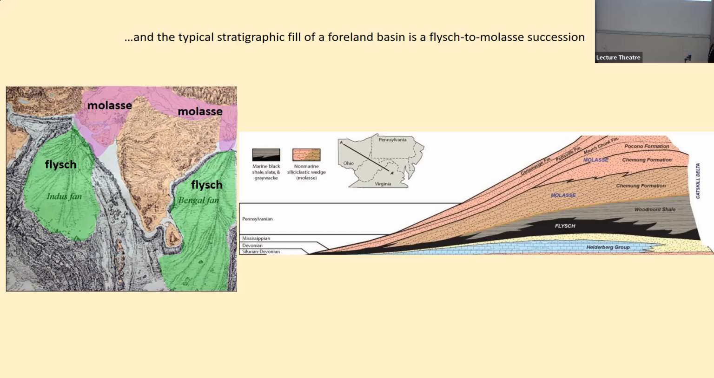I couldn't find a nice cross-section for that, but here is a classic flysch to molasse succession in our neighbor across the pond. This is the Central Appalachian Basin, and this is mid-Paleozoic flysch to molasse. And basically what you would see in every flysch to molasse foreland basin in the world is this transition from deep marine turbidites up into shelf or fluvial types of facies, the molasse.